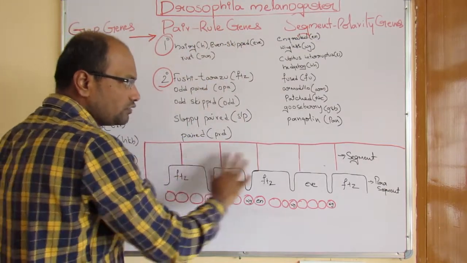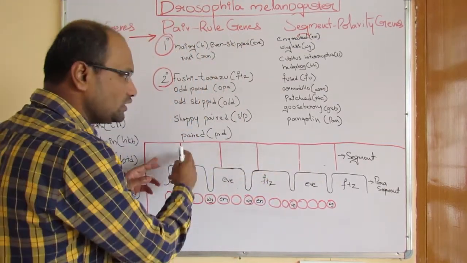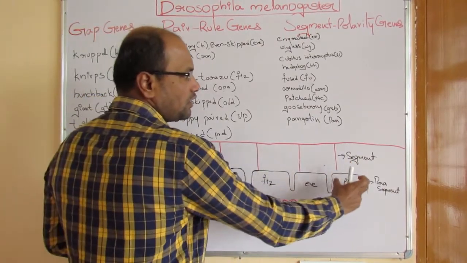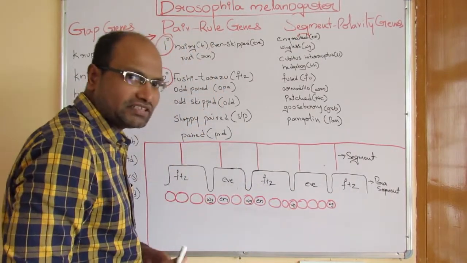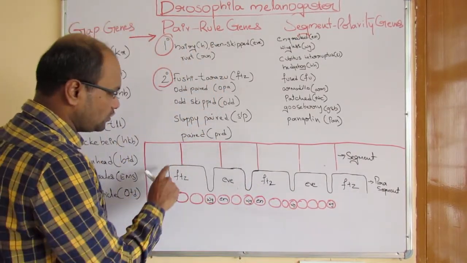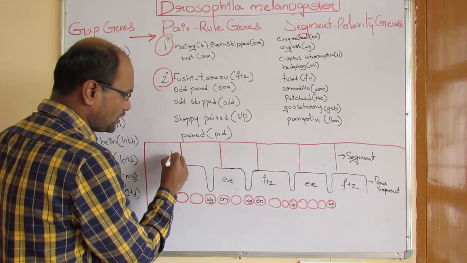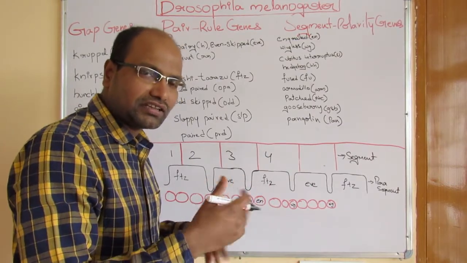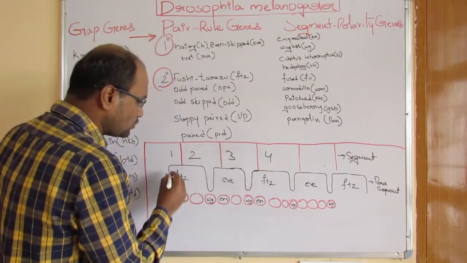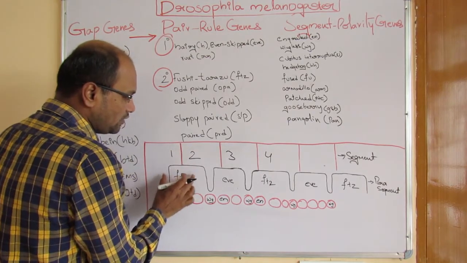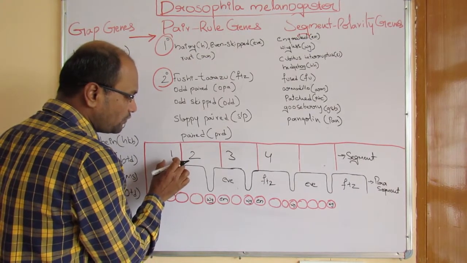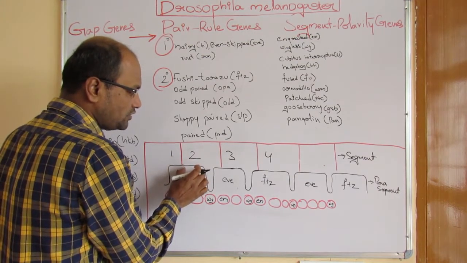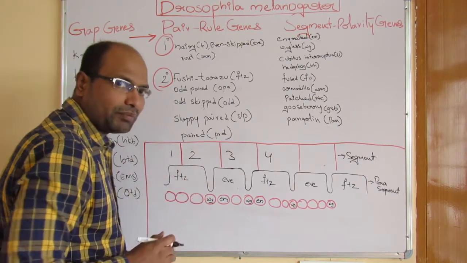So here I have shown the segments, the adult segments, and these are the segments of the embryo, that is parasegments, the basic unit of the embryonic structure. Here you can see the segments, like 1, 2, 3, 4. It is not the exact numbering of the segments which are present in the adult organism. For convenience, I am writing this. So the parasegment is a part of the posterior part of segment 1 and the anterior part of segment 2. So this makes the parasegment.